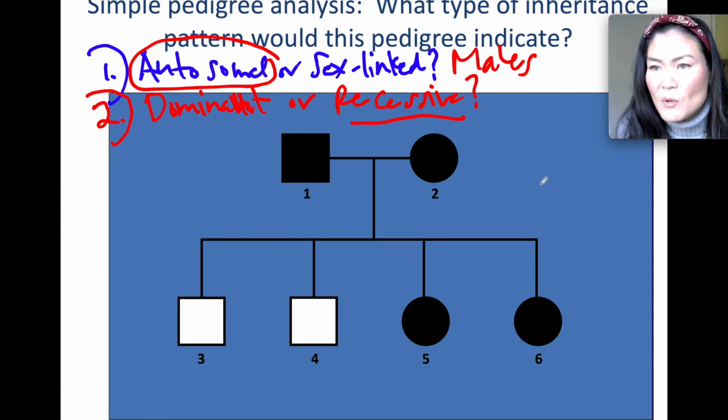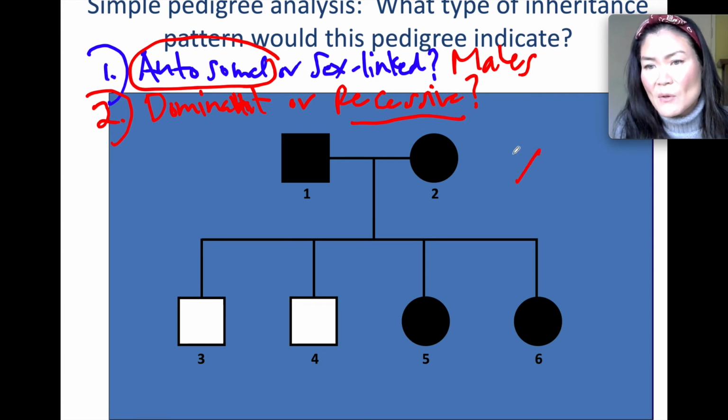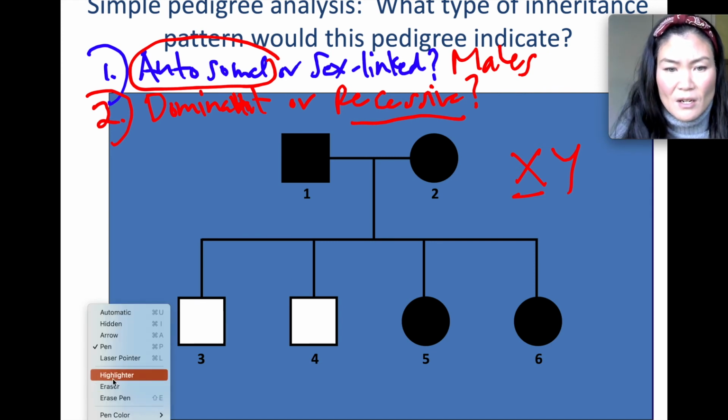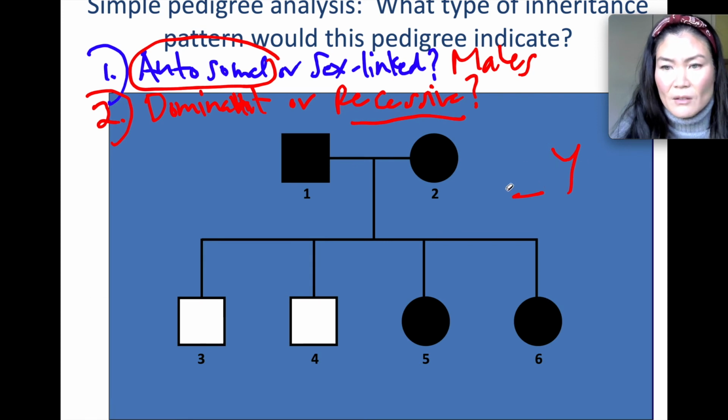The reason why we would see it mostly in males is because, remember, males only have that one X chromosome. So whatever they get, you're going to see that condition. That's why you see sex-linked traits mostly in males. But this is obviously not a sex-linked trait because it seems like the girls actually have it. Okay.